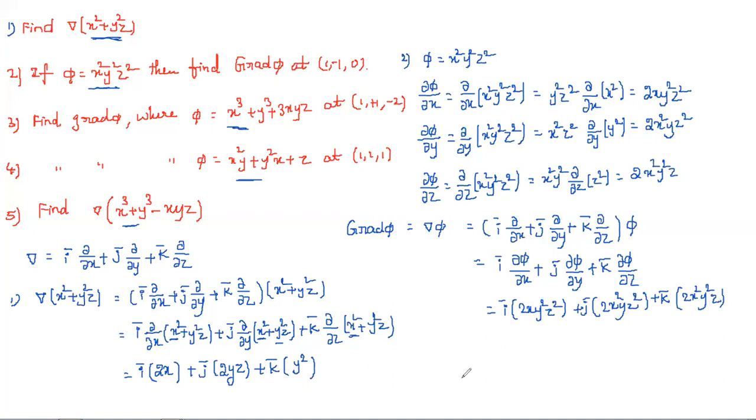Okay, so this is grad phi, but here they asked at a specific point. We need to calculate grad phi at the point (1, -1, 0). This represents x, this y and this z. So x is equal to 1, y equal to -1 and z is equal to 0. If z is in the term, obviously the term becomes 0. Here it is z, here also z and here also. So we get 0i plus 0j plus 0k, that is nothing but the zero vector.